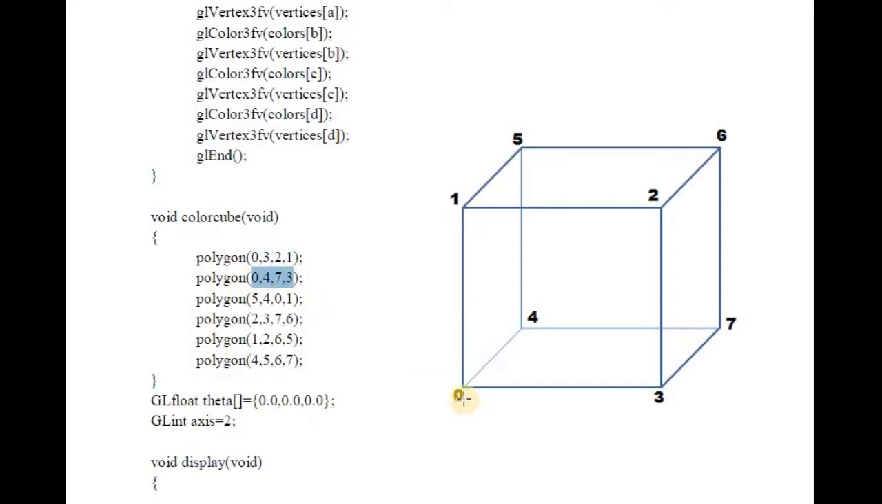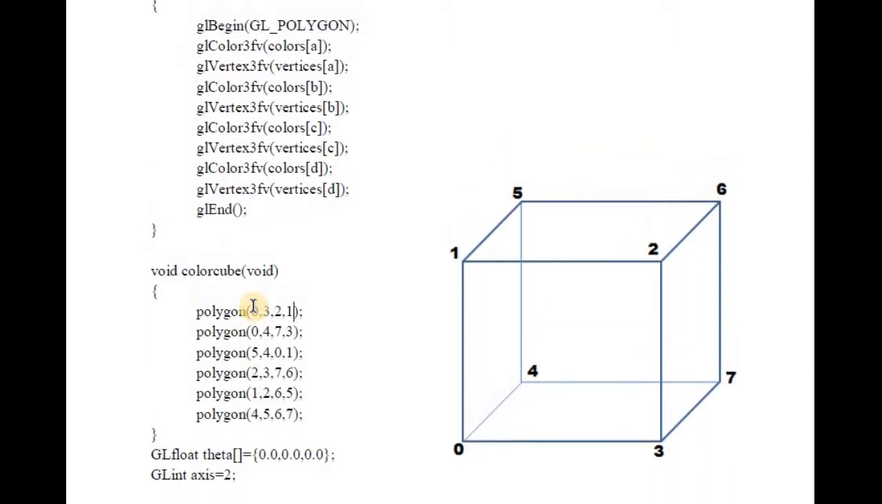0, 4, 7, 3, this is another face of the cube. 5, 4, 0, 1, this is one more face. 2, 3, 7, 6, another face. 1, 2, 6, 5, one more face. And last is 4, 5, 6, 7. So all the faces of the cube are completed. Okay, it has been constructed using the polygon.